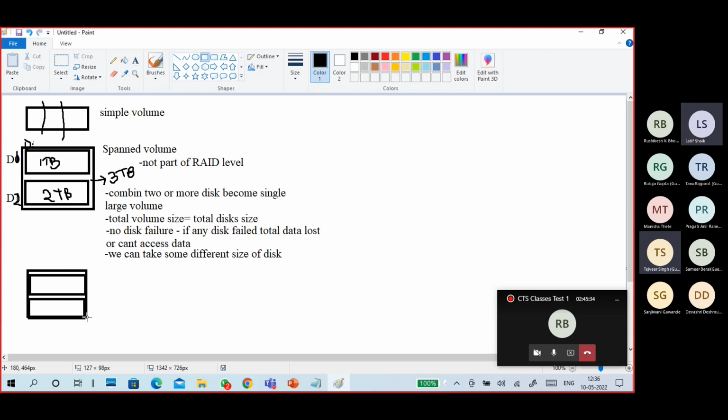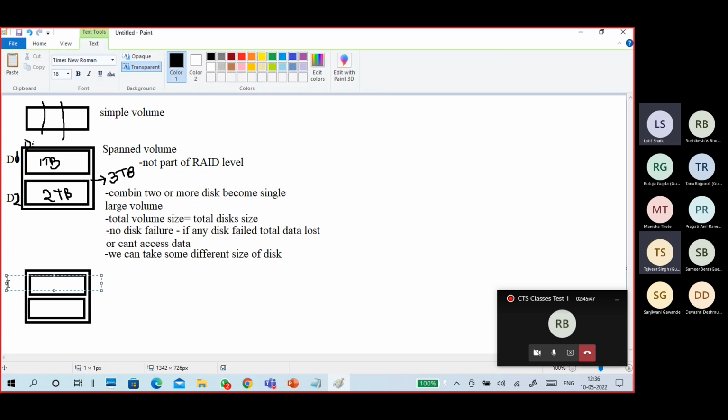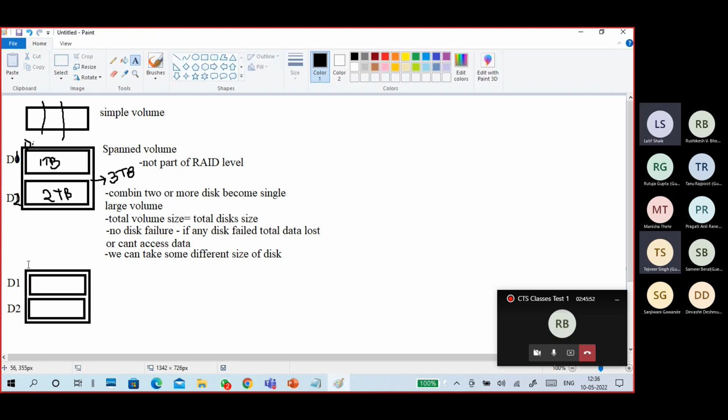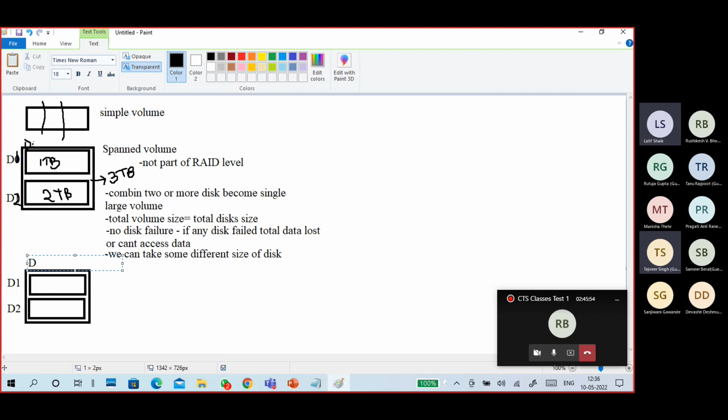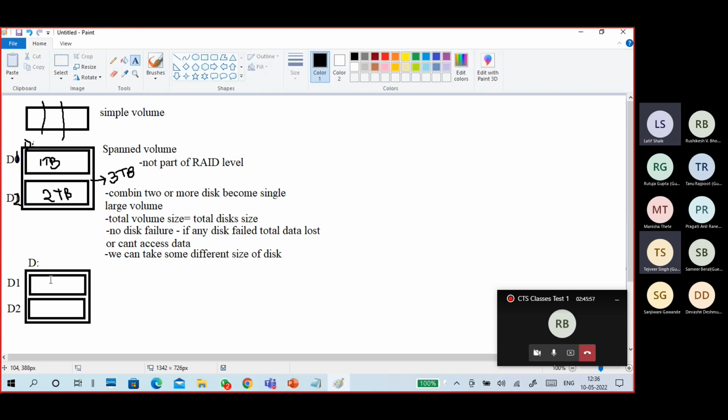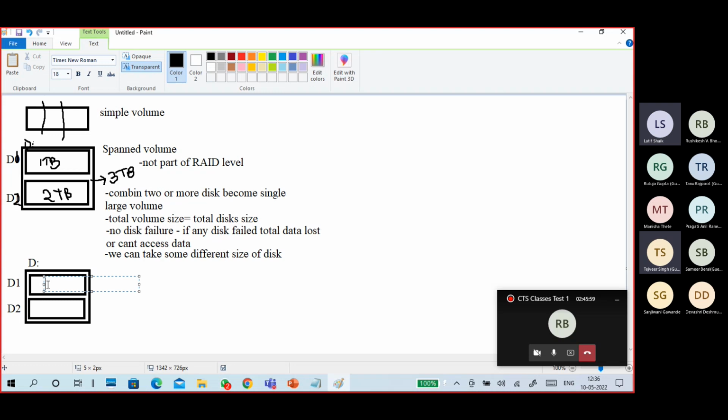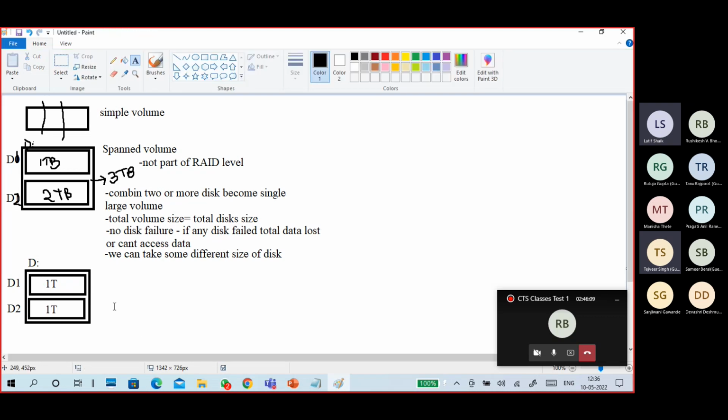Here we can also take two or more devices. Same concept. I have taken disk one, disk two. The main drive is maybe a D drive or E drive, whatever it is. We combine two disks together, but here we should take equal sizes. 1 TB, equal sizes you have to take.